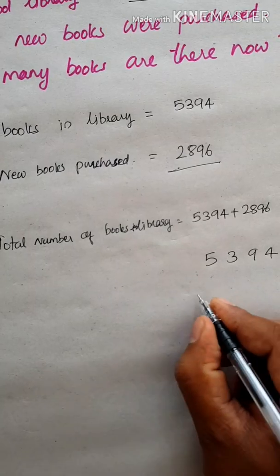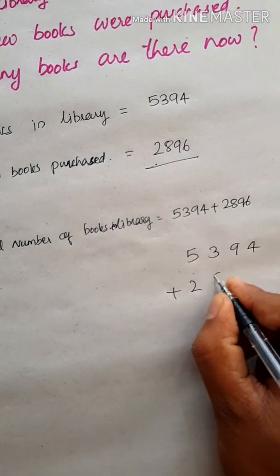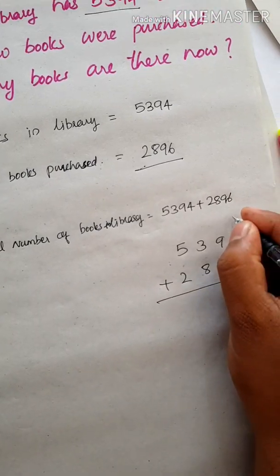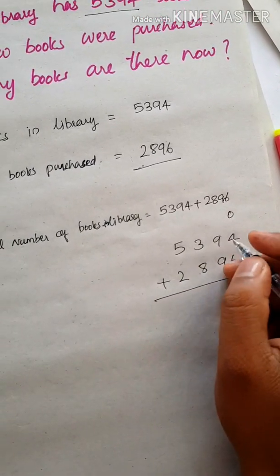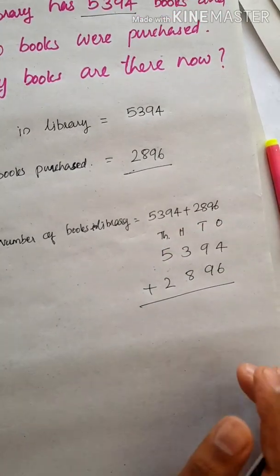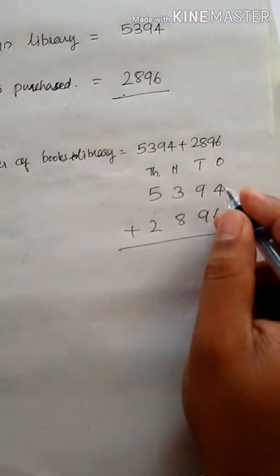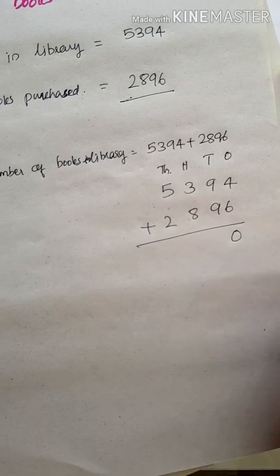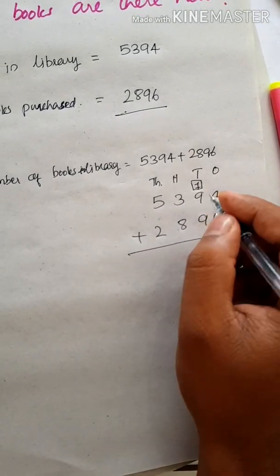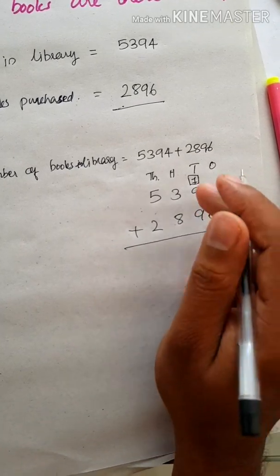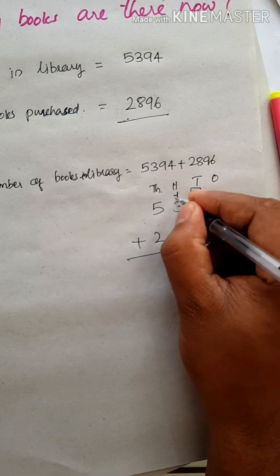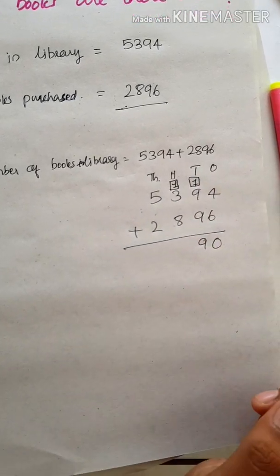5,394 plus 2,896. Okay, let us add the ones column first, next the tens column, hundreds column and thousands column. Ones column: 4 plus 6 is 10. 1 we have to take to the tens column. So now 9 plus 1 is 10, 10 plus 9 is 19, so again 1 is carry. So let's take it to the hundreds column.